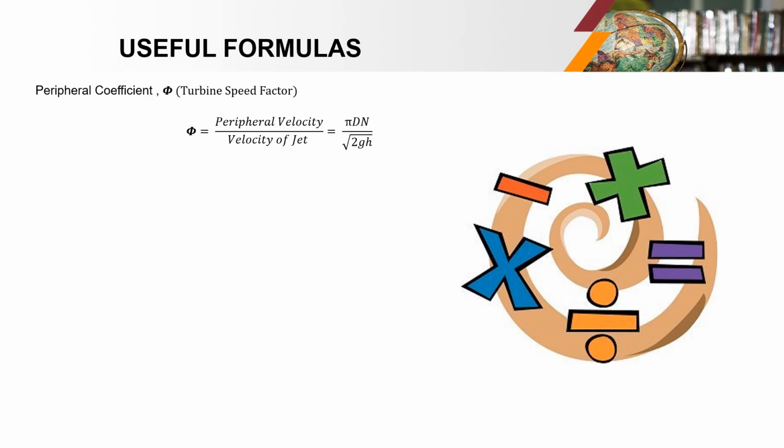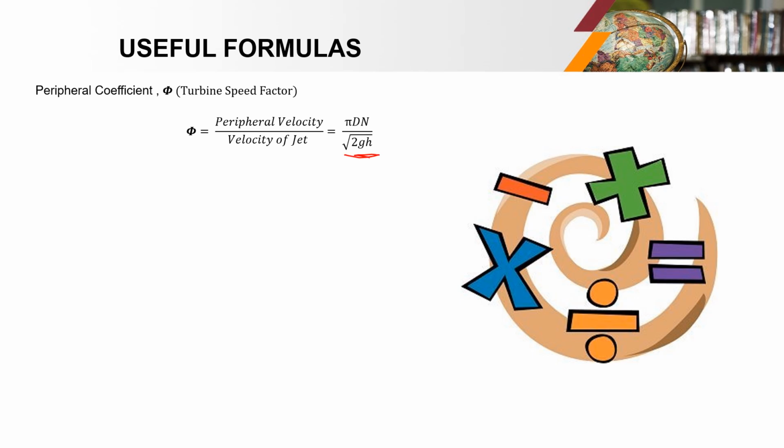Then we have here, continuation of the formula, the peripheral coefficient. So the peripheral coefficient phi or the turbine speed factor is equivalent to the peripheral velocity, so pi D N. So yan lang yung velocity ng periphery ng ating turbine over the velocity of jet na square root of 2gh.